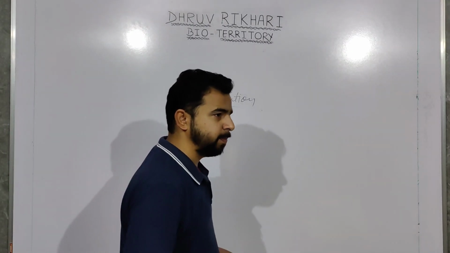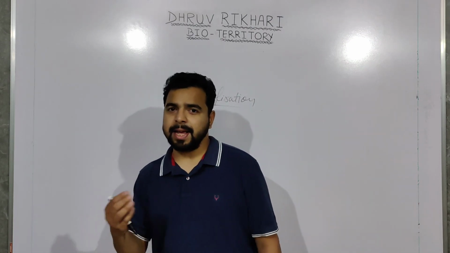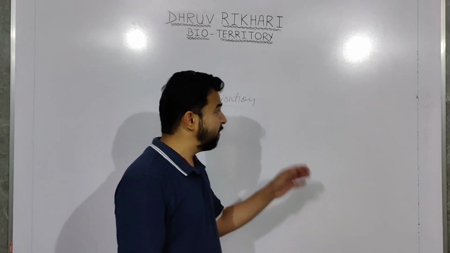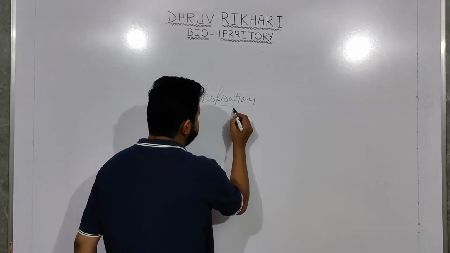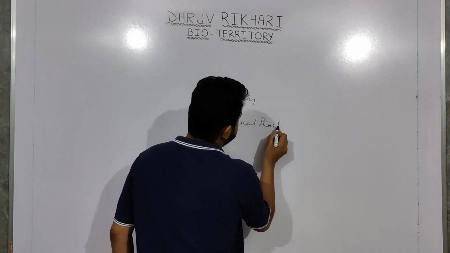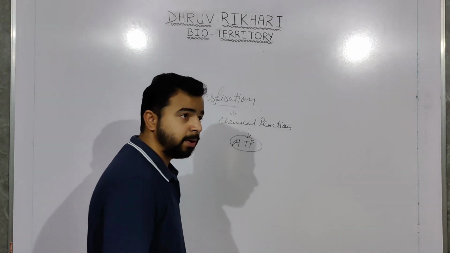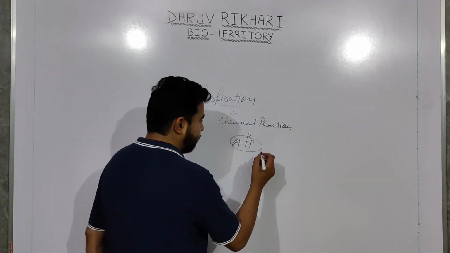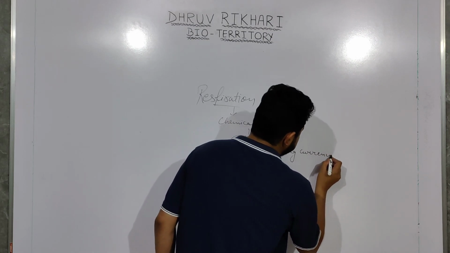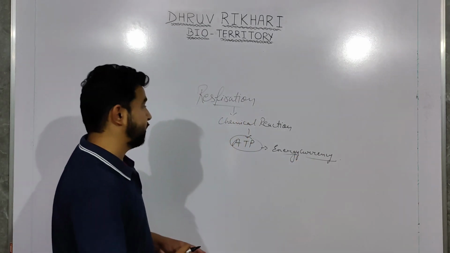Next we will discuss respiration, and the respiration process is different from breathing. Breathing is actually inhalation or exhalation of oxygen and carbon dioxide. But respiration is actually a chemical reaction where ATP production takes place. ATPs are basically the energy currency of the cell.